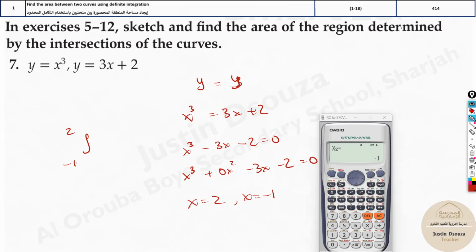Okay, now you might be thinking, this is x cubed. There must be 3, right? Let me press again. No, 1 is repeated because there are only 2 solutions here. Okay, because one solution is already repeated. So our limits are -1 to 2.